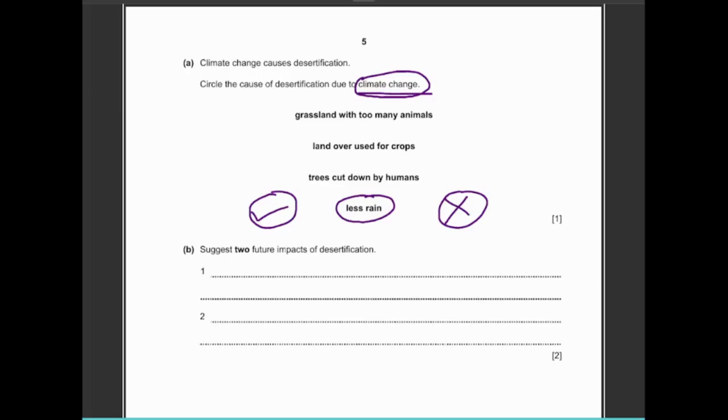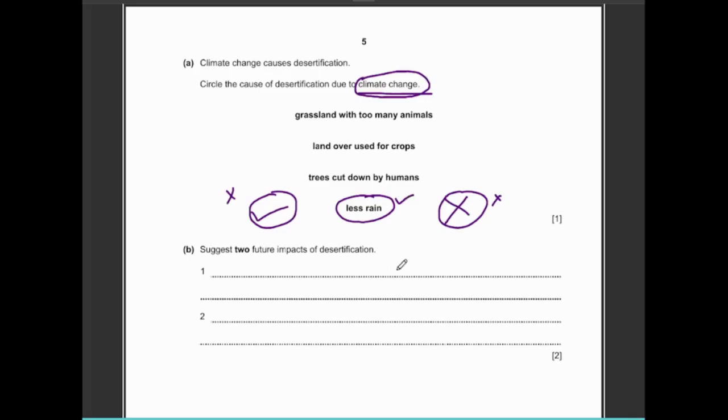So here, when they have mentioned climate change, please circle the correct answer. If you do it this way, it is wrong. If you mention it somewhere else or outside it, something like that, this is also wrong. This is the correct answer.